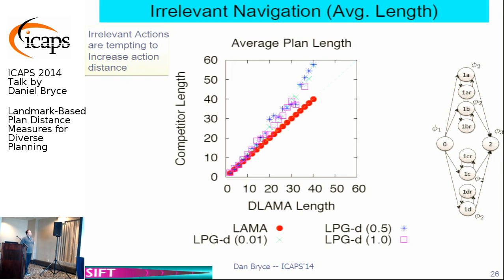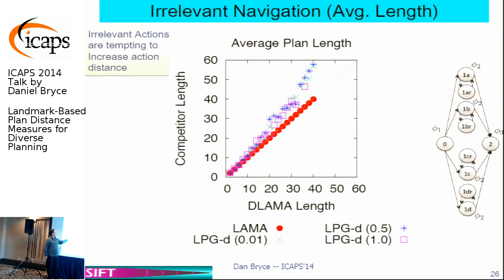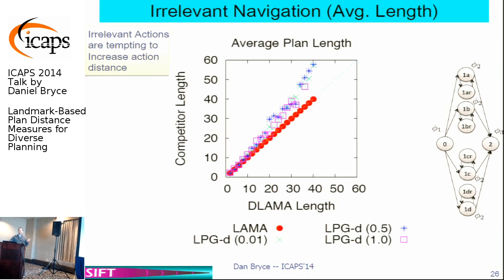So what's the price of using action set distance? Well, in this case, you can increase action set distance with all of these planners. What I'm showing here is the length of the plans found by DLAMA and the competitors, and I've shown LAMA as a reference. LAMA and DLAMA find the same length plans, and the others include these reversible actions, so they have longer plan lengths. This illustrates that they're tempted to include these irrelevant actions.